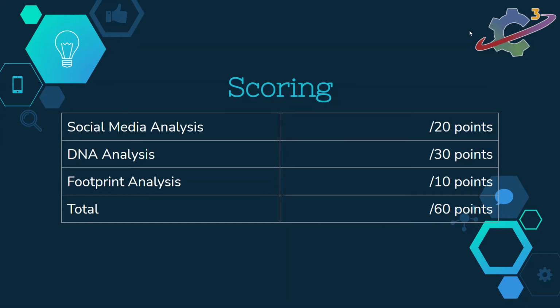Scoring for this challenge will be done according to the screen here. Social media analysis will consist of 20 points. DNA analysis will get you a whopping 30 points. And footprint analysis will get you the final 10 points, for a total of 60 points.